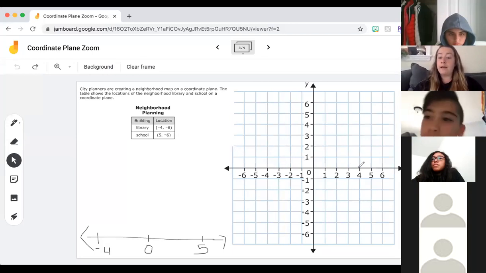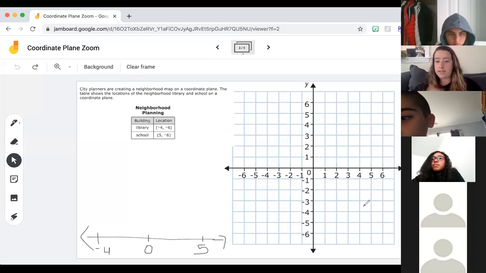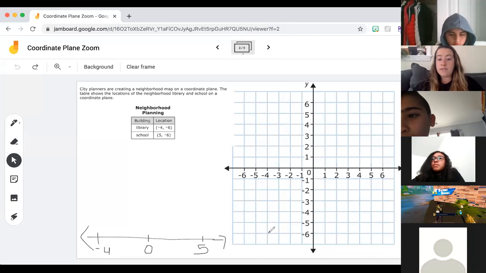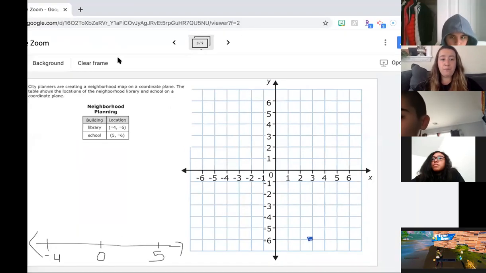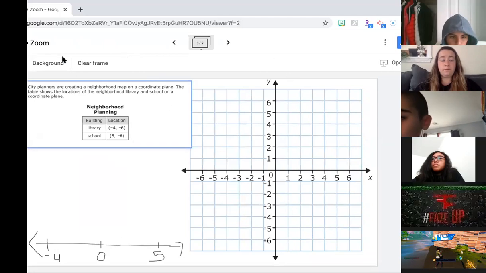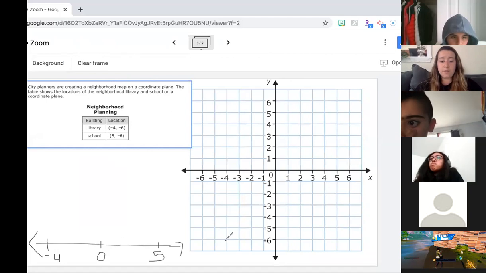If I was plotting -4, good, Ethan gave me a correct answer. Good, Isabella. -4, -6 would be over here, and then 5, -6. I have to move my screen over. So -4, -6 would be over here, and 5, -6 would be over here. So I can count the jumps, or I can look at the actual coordinates.